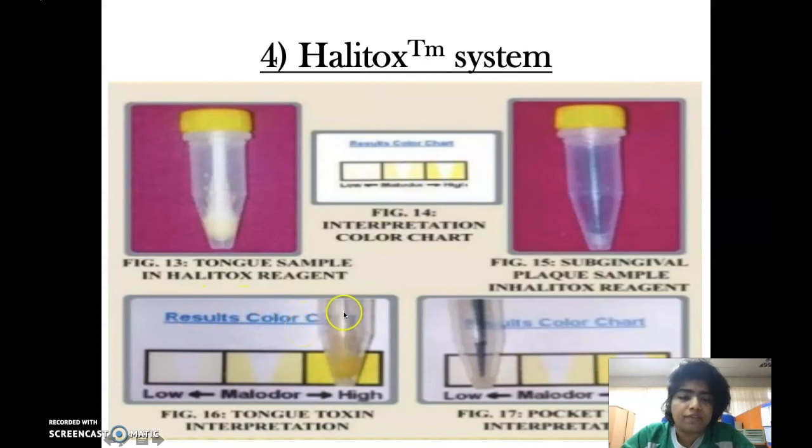So you have to see the yellow color in the specimen on a scale of 0 to 3, which is directly proportional to the level of the toxin in the sample.